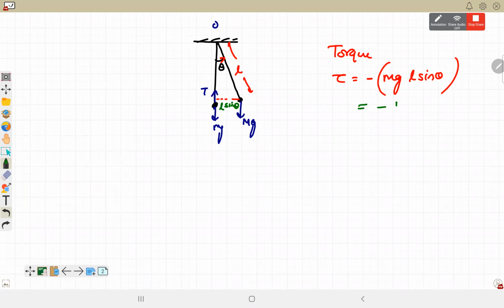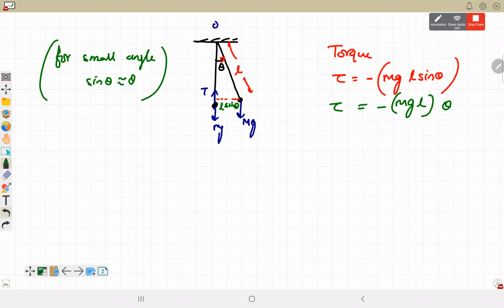If this theta is large, then it will be oscillatory, periodic, but not SHM. Only for small angle, we can approximate sin theta to be theta. When the angle is less than 10 degrees or so, and it is measured in radians, we can write sin theta equal to theta. Sin 30 degree is not 30 degree, but sin pi by 6 is equal to pi by 6.